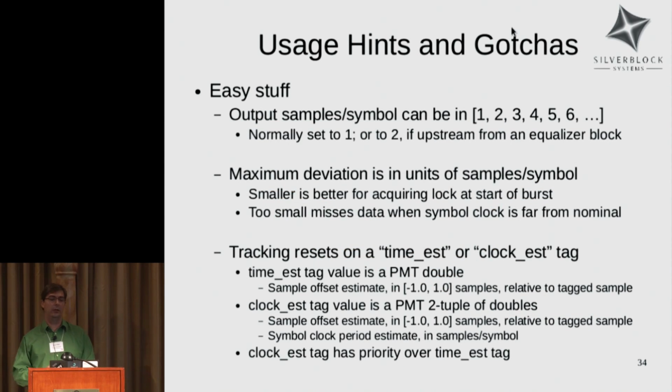So going into some usage hints and gotchas, I'll start out with easy stuff. Your output samples per symbol can be anything in sort of a reasonable range of 1, 2, 3, 4, 5, 6. This is, I think, an improvement, although it might be a useless improvement over the existing blocks. Normally, you'd set this to 1 sample per symbol. If you're upstream from an equalizer that wanted 2 samples per symbol on the input, then you'd set this to 2. And if you want to do something more exotic, you can use one of those higher numbers.